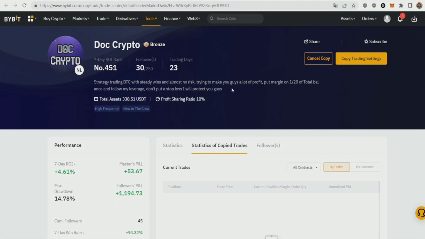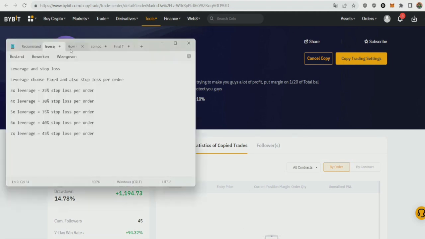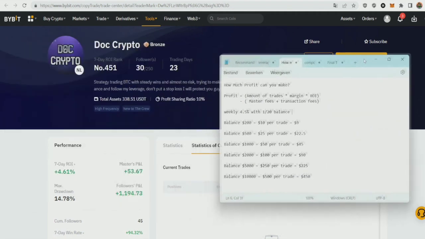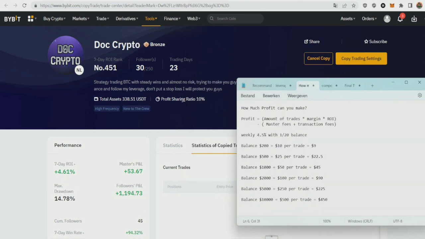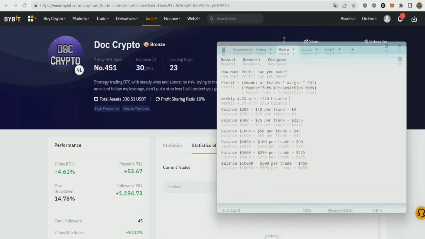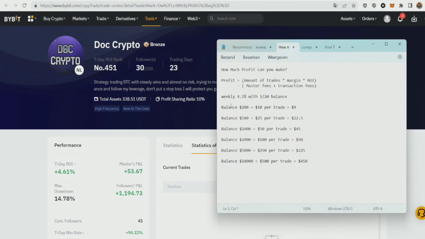So the next thing a lot of people are always asking me is, how much profit can I actually make with copy trading? So again, how much profit can you make? The profit you can make is basically based on the amount of trades the trader does times the margin times the return on investment minus the master fees. So as you can see, 10% of the profit goes to the master because he's doing the trades for you, and then plus transaction fees.